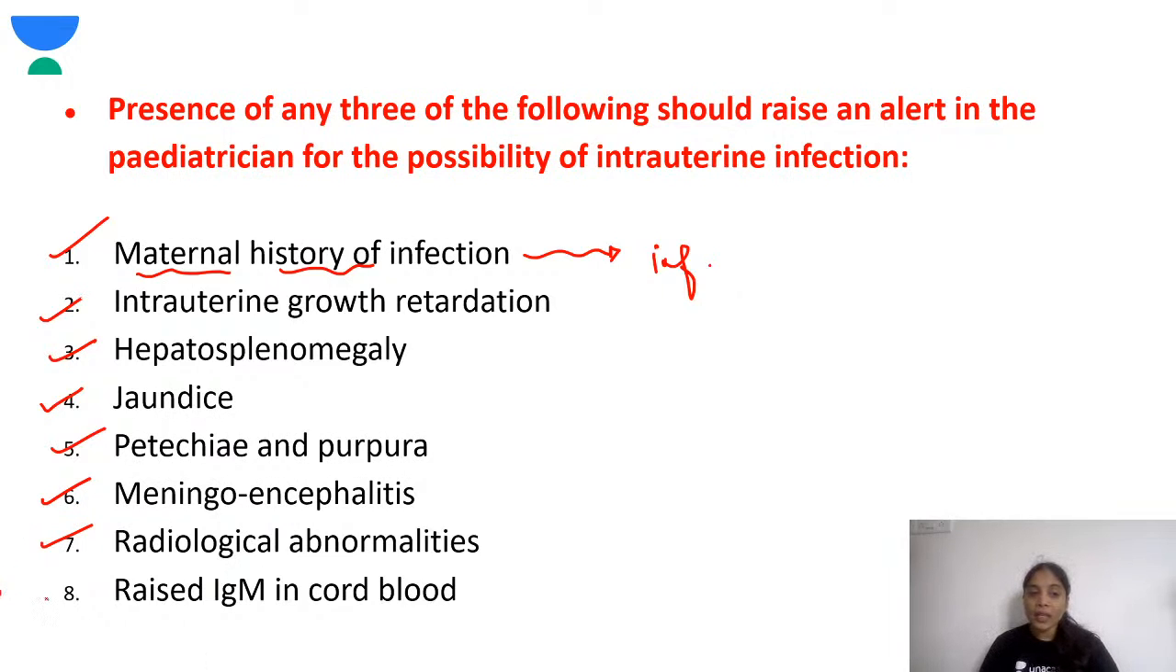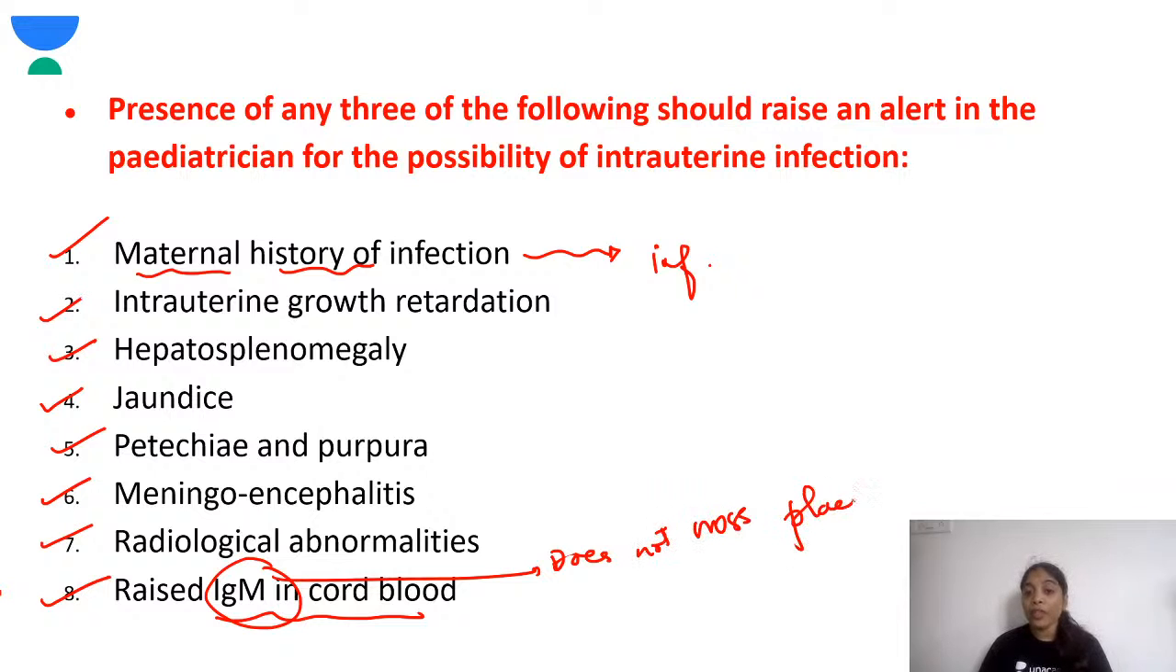Another thing is raised IgM in the cord blood. IgM does not cross the placenta, while IgG crosses the placenta. So if there is IgM in the cord blood or in the neonatal blood for a particular disease, then you have to have a suspicion. Any cord level of IgM more than 20 milligram per dL should indicate a fetal infection. This is what you need to know.